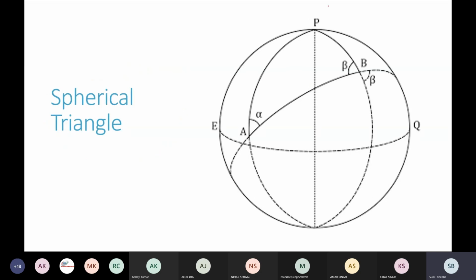Now, the next definition which we need to be clear about is, what is a spherical triangle? We are aware of what a great circle is. We know what a small circle is. Now, if you have a triangle on the surface of a sphere, it will obviously have three sides, all three sides of which are parts of great circles.